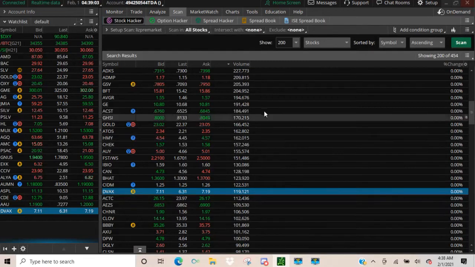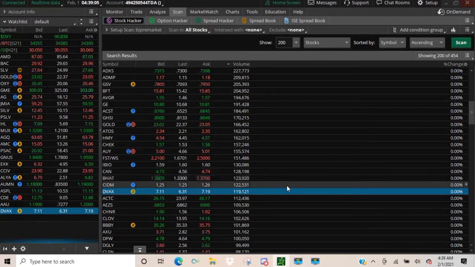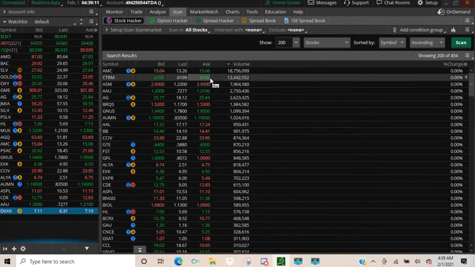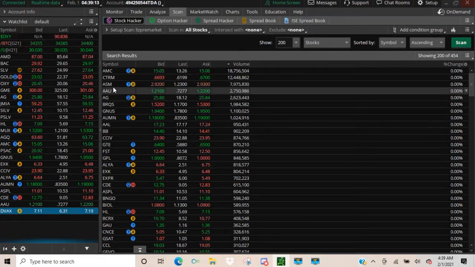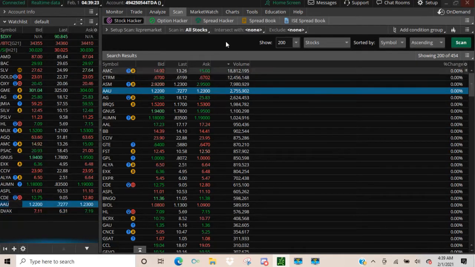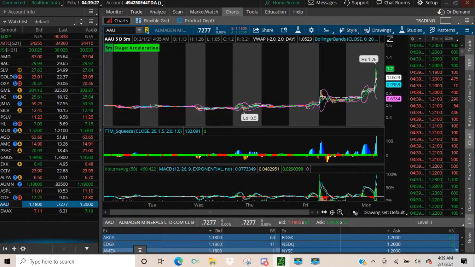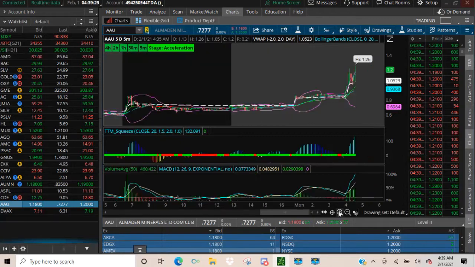And back to the scanner at hand. And this is what I do all pre-market. I am sitting here and I'm looking for the trades that should be made. Look at this AAU right there. I'm going to grab it, pull it over here. Where's AAU? Right there. Let's look at the chart. We'll go to AAU. Now that's nice.